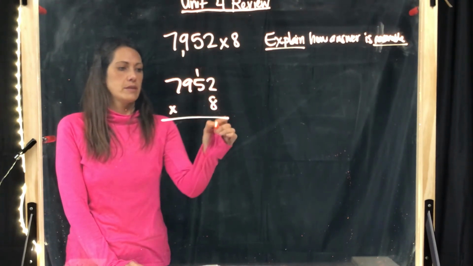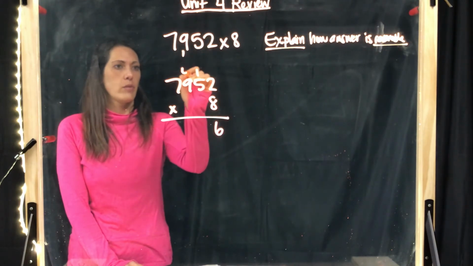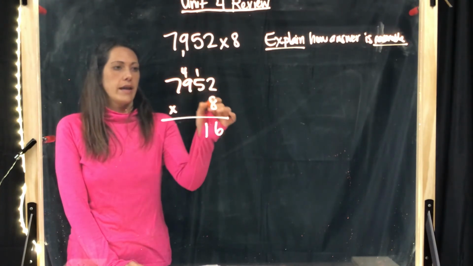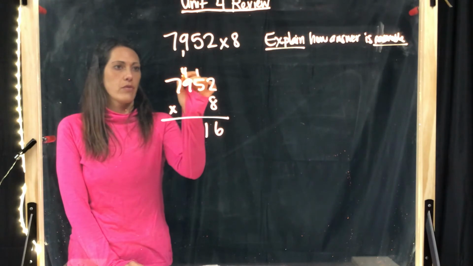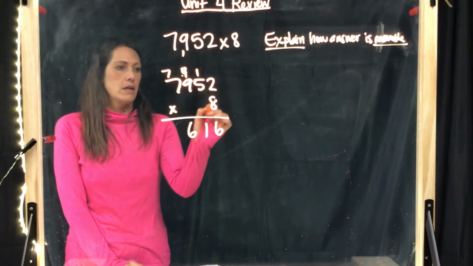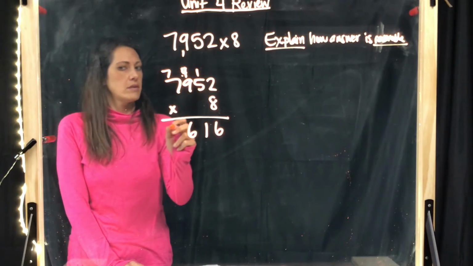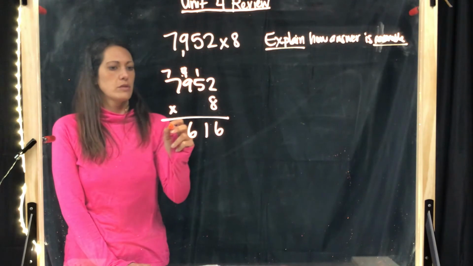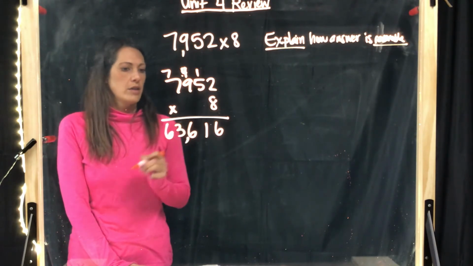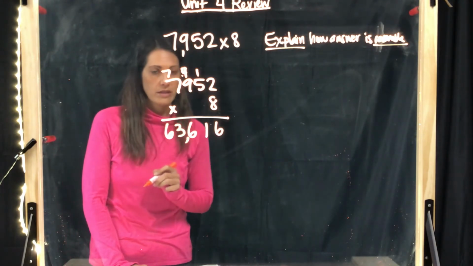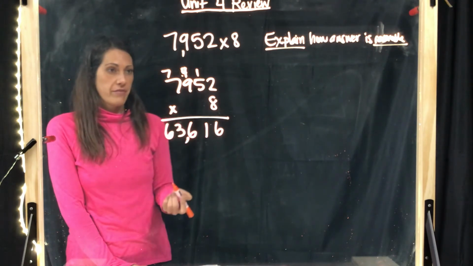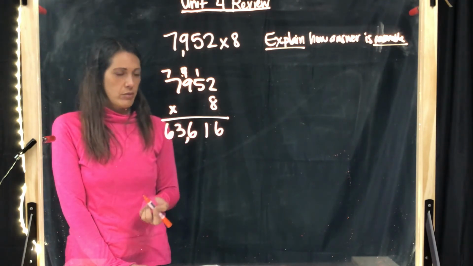8 times 2 is 16, 8 times 5 is 40, one more is 41, 8 times 7 is 42, 43, 44, 45, 46, 8 times 7 is 56, 56 plus 7 is 63, 64, 65... 61, 62, 63. Okay, so we have 63,616 is our answer. Now we have to figure out how we know that this is reasonable.